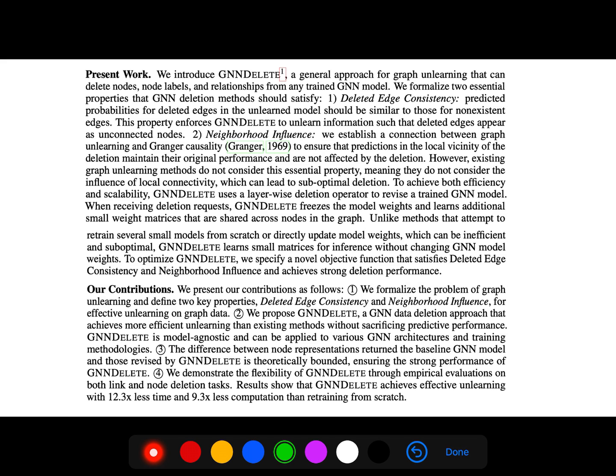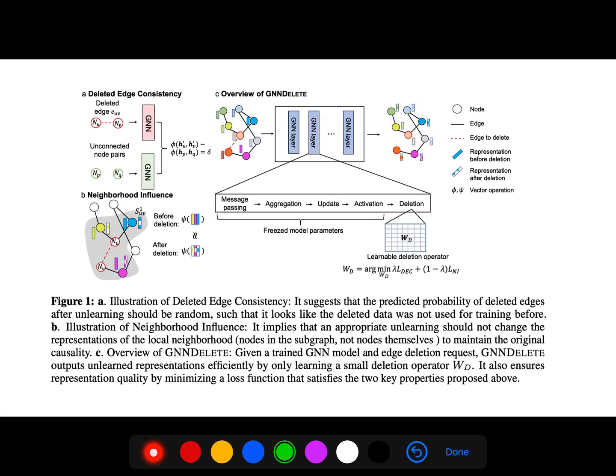So we introduced GNNDelete, a general approach for graph unlearning that can delete nodes, labels, and relationships from any trained GNN model. We formalize two essential properties: deleted edge consistency and neighborhood influence. This is an illustration of deleted edge consistency. It suggests that the predicted probability of deleted edges after unlearning should be random, such that it looks like the deleted data was not used for training before.